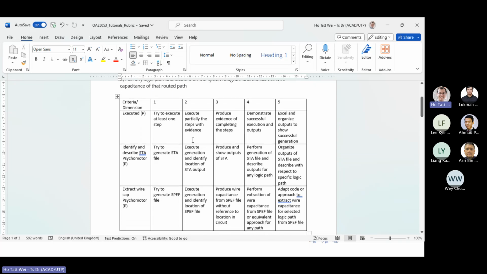Okay, how I'm going to grade tutorial 1. If you just produce evidence of completing the steps, maybe you give me a printout or something, that's 3 marks.